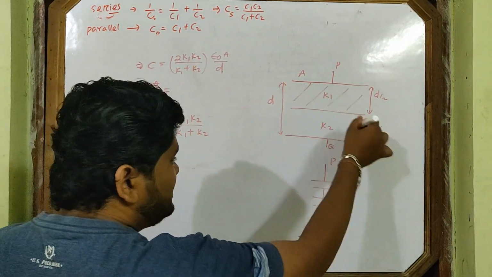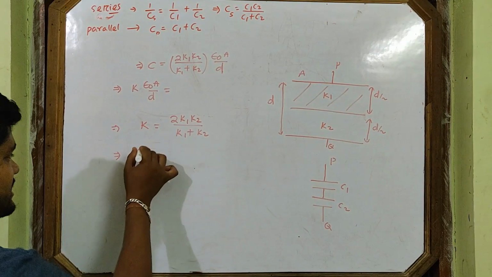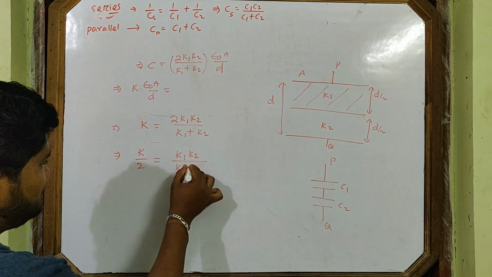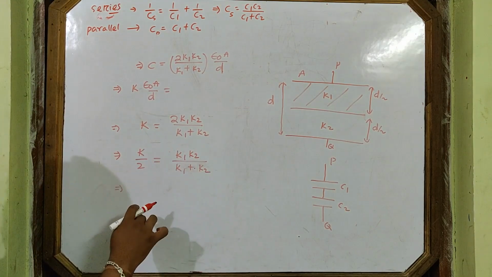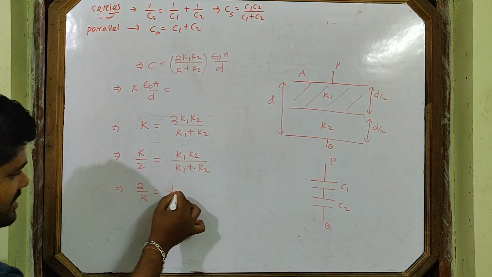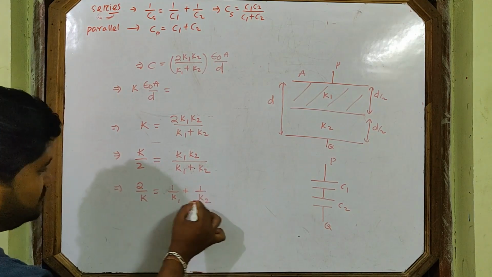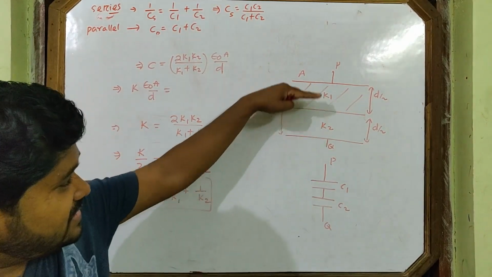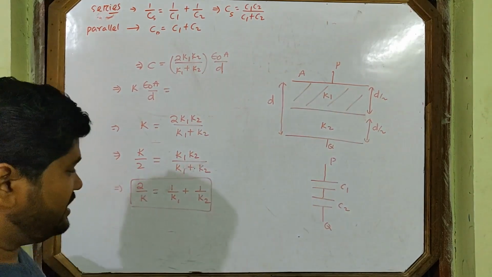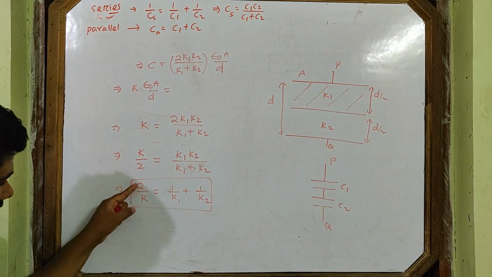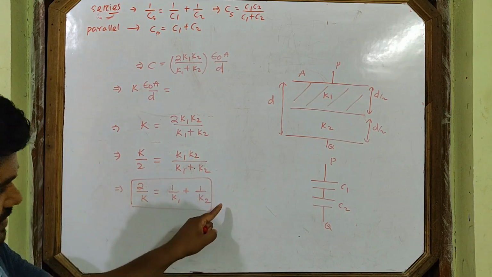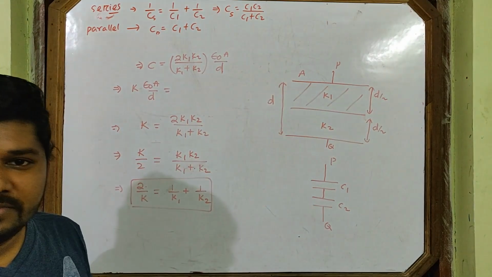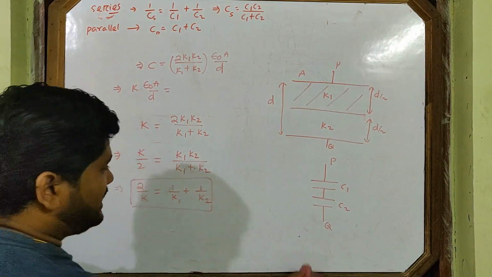Suppose many plates are there, say 3 plates are there in between; we can also change this. In general, we can make this general now. See, K1 plus K2, you just reverse it: 2 by K is 1 by K1 plus 1 by K2. Understand this formula? If n number of dielectrics you take, you will get n by K equals 1 by K1 plus 1 by K2 plus 1 by K3 plus 1 by K4, up to 1 by Kn, for n number of divisions. So this is about division of dielectric.